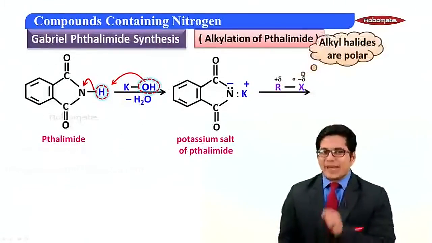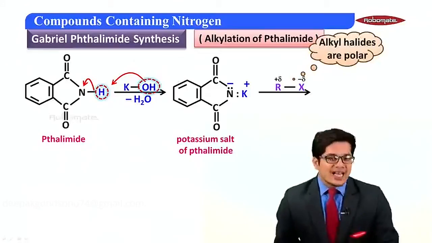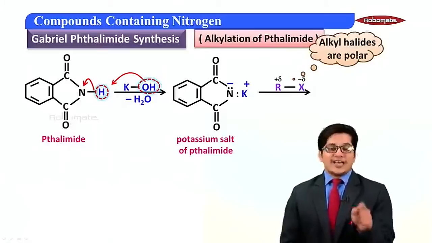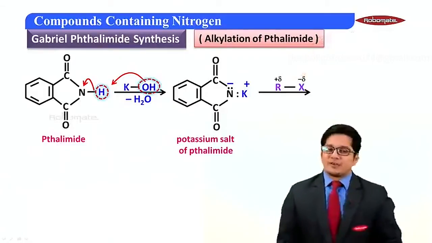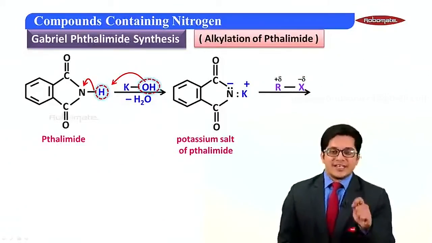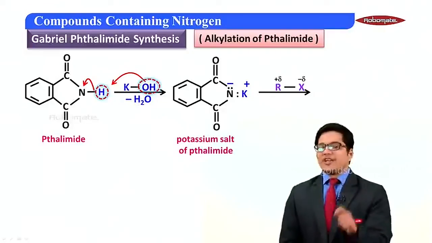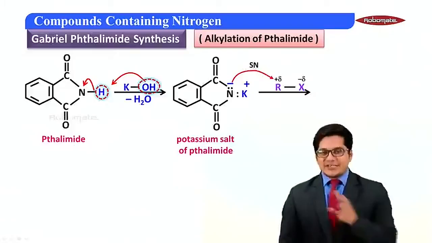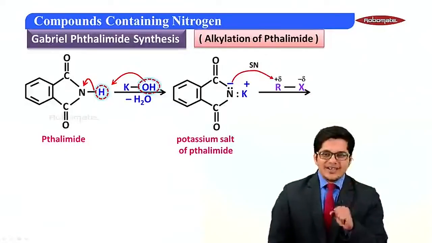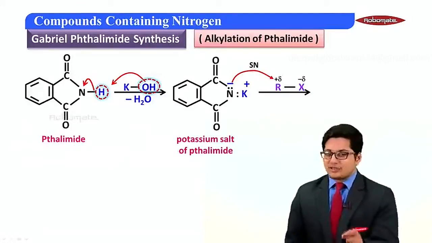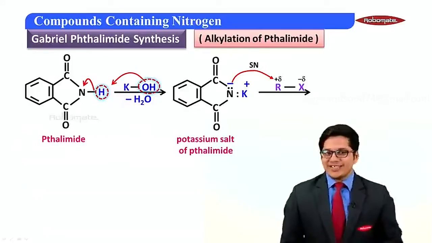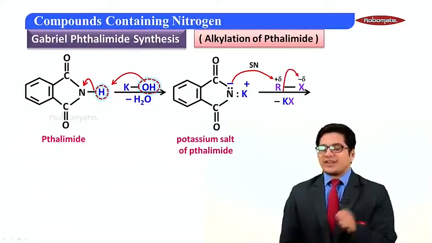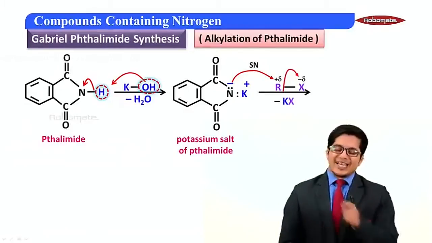Here, alkyl halides, which are polar in nature, would attack onto their respective groups. That means negative over positive and positive over negative. So nitrogen attacks the R. This is nothing but a nucleophilic substitution reaction. Next, the R-X bond is broken, giving us KX as a product.